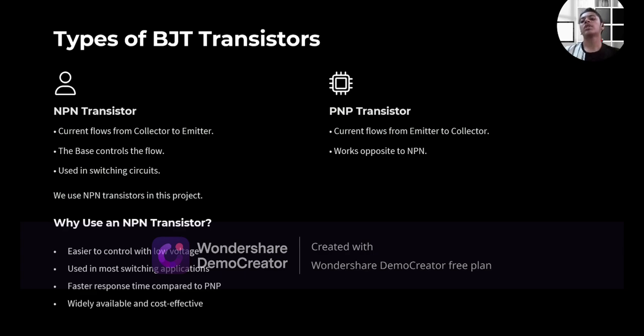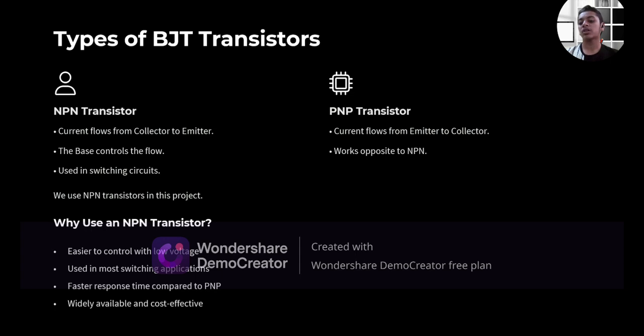So, types of BJT transistor. First is the NPN transistor. Current flows from collector to emitter. The base controls the flow, used in switch circuits. And second is the PNP transistor. It allows current to flow from emitter to collector and works opposite to the NPN transistor. We use an NPN transistor in our project.